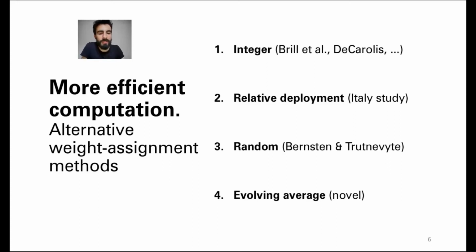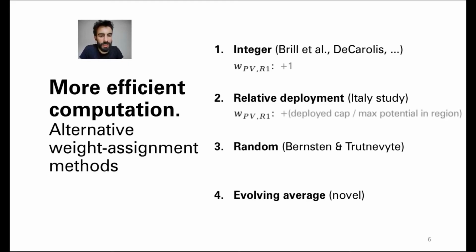To this end, we test here 4 alternative methods to assign weights to each location technology combination. The first is the integer weight assignment method, by which we assign an incremental score of +1 to a given location technology capacity variable whenever this has been non-zero in the previous iteration. The second method is the relative deployment method, which is what we use for the Italian study. In this case, the score is proportional to the amount of capacity of technology deployed with respect to the maximum potential for deployment of that technology in the given location.